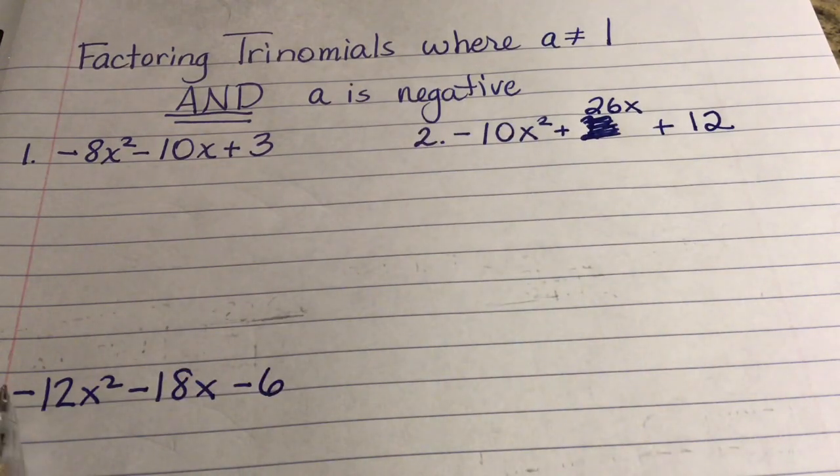And then look at this one here at the bottom. And I think students will see this one a lot easier. I have negative 12, negative 18, and negative 6. All of those numbers are divisible by 6. They're also divisible by negative 6.